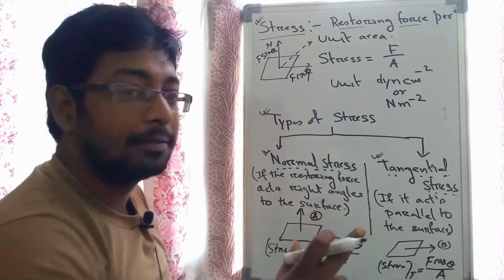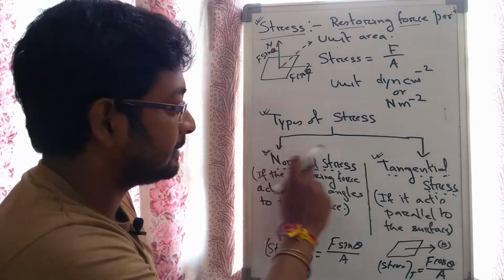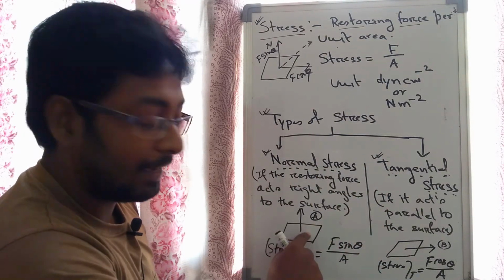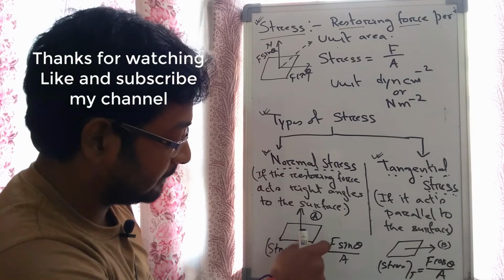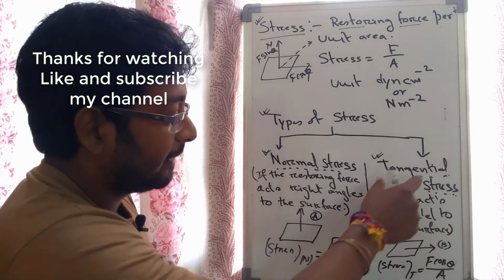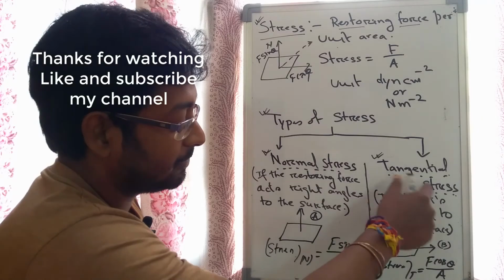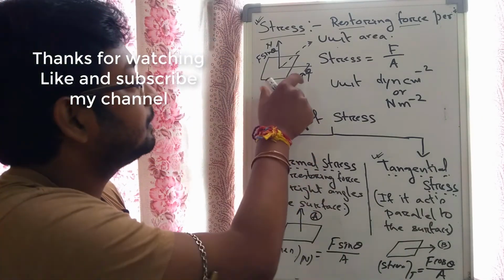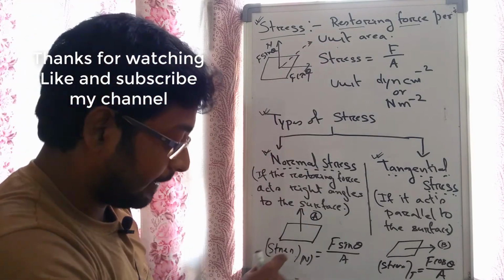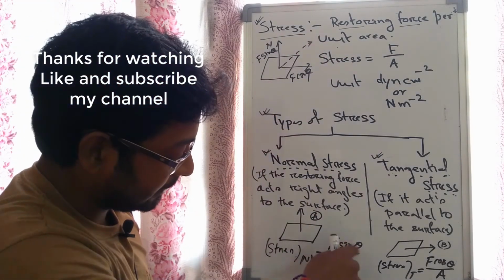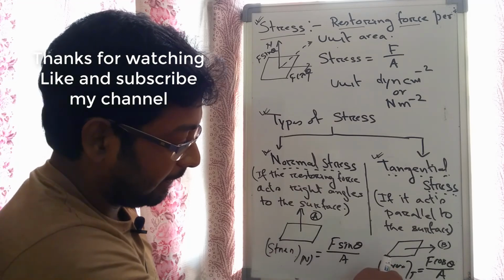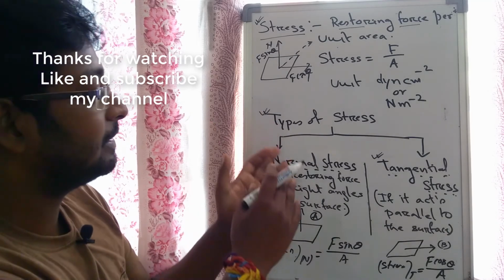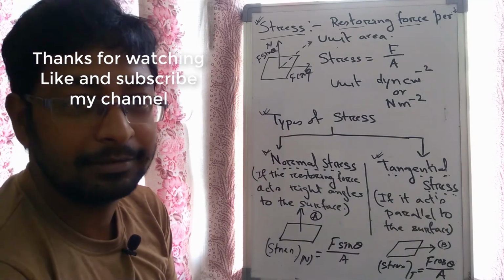These are the units. The stress is of two types. One is normal stress, another is tangential stress. So normal stress means if the restoring force is acting perpendicular to the surface, this is the normal stress. Tangential stress is that if the stress is acting parallel to the surface, we can say this is the tangential stress. So this is basically the resultant, and this is the formula for this thing, F sin theta by A for the normal stress, F cos theta by A for the tangential stress. I think you understood what is stress and what is normal stress and what is tangential stress. Okay.